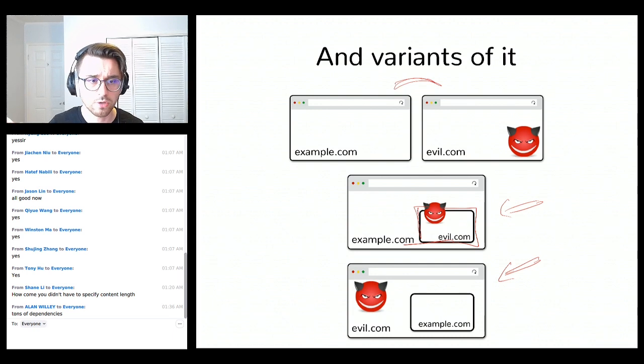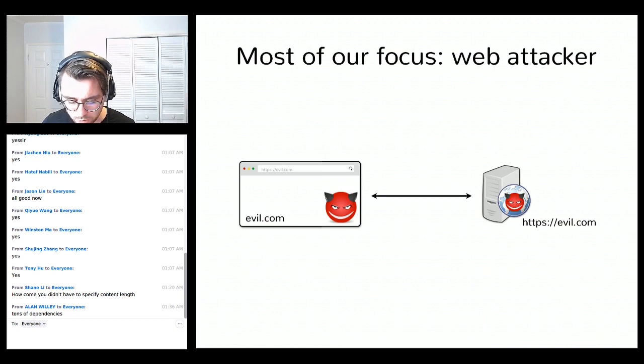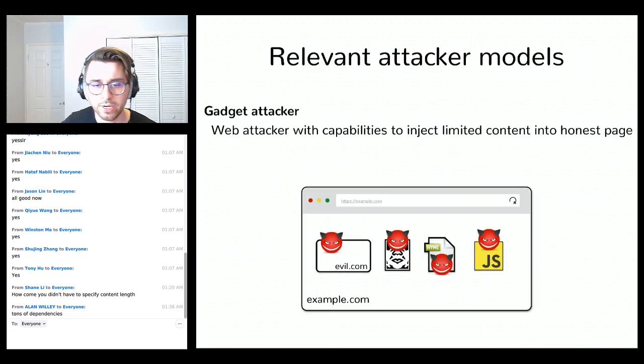We're going to see different versions of this and how things can go wrong and how we defend against these models. The last one that I had a little bit earlier here is the gadget attacker. So here, the idea is we have a web attacker, the same things that we just saw, but their capabilities are slightly more limited to just injecting some limited kind of content into the page. So the iframe case is a special case of this, but you can imagine loading untrusted images, loading HTML that you then want to parse, or even JavaScript from the attacker.